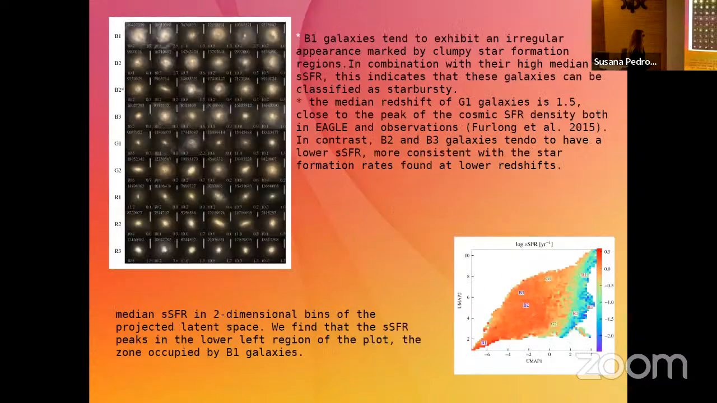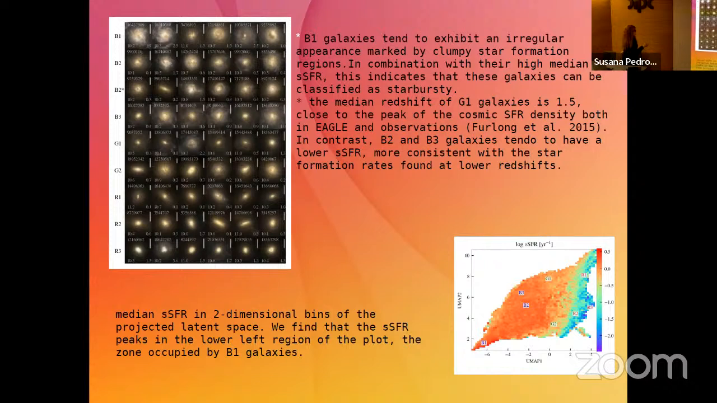So this is a nice representation of what I was talking about before. You can see here the three different substructures found in the blue cloud, the one found in the Green Valley, and the three found in the red sequence. And here are some examples of the galaxies in each region, and you can see that it's very consistent.